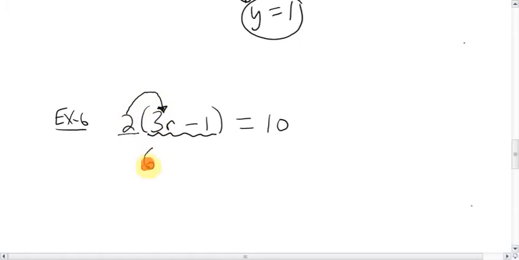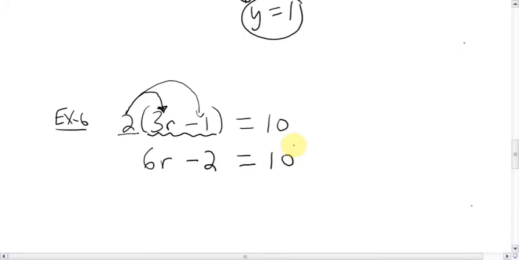You get 6r. And the 2 is multiplying the negative 1. 2 times negative 1 is negative 2. And that's all the fisherman gets. The only things in the brackets are the things he can fish. You're left with just equals 10.